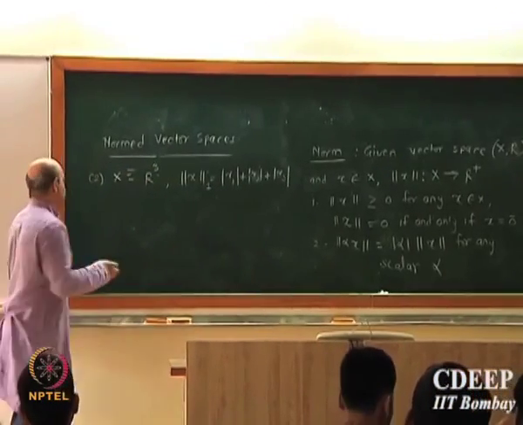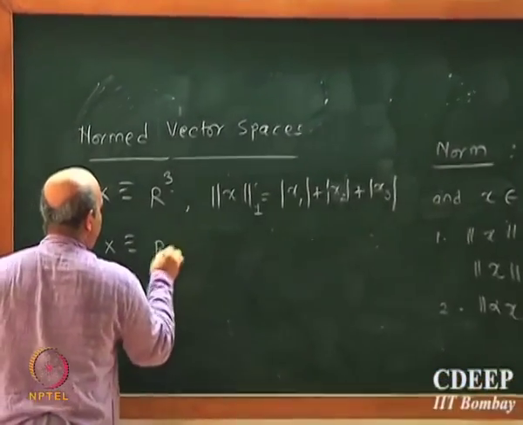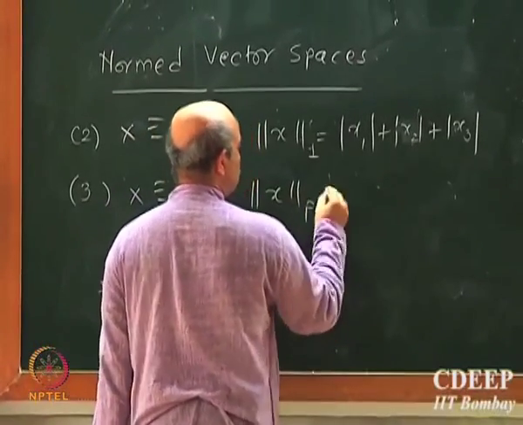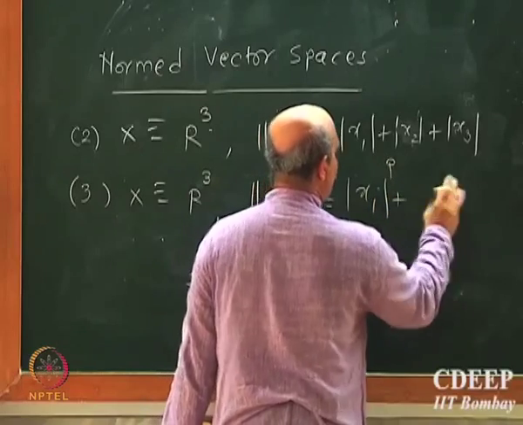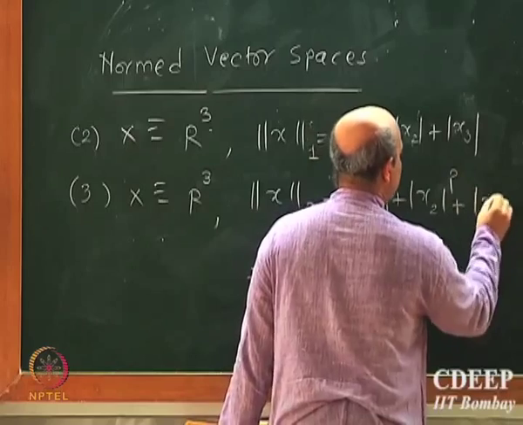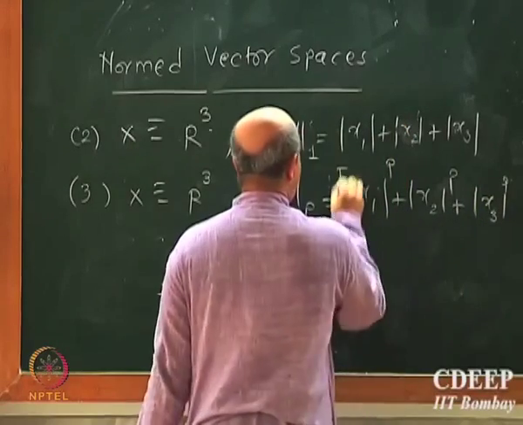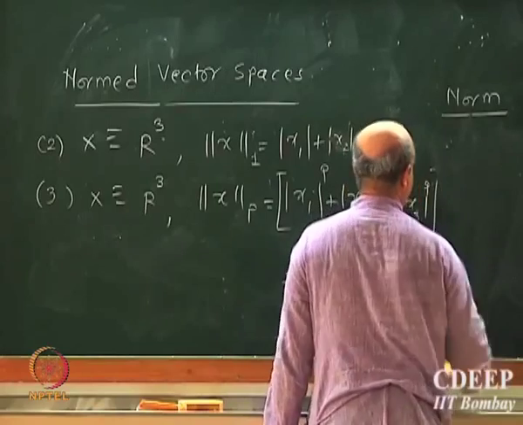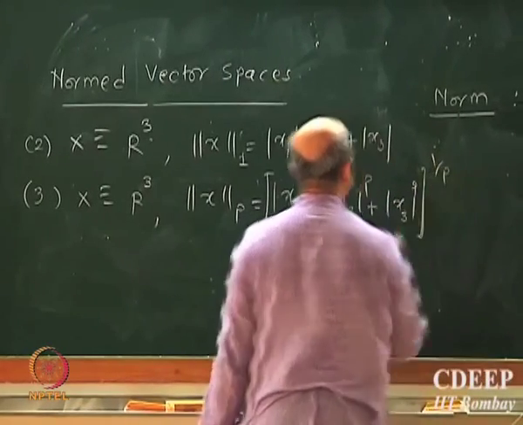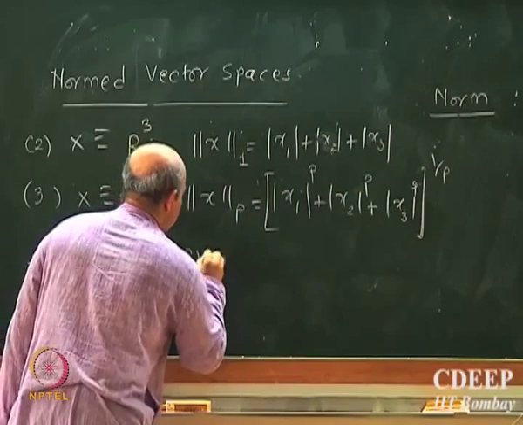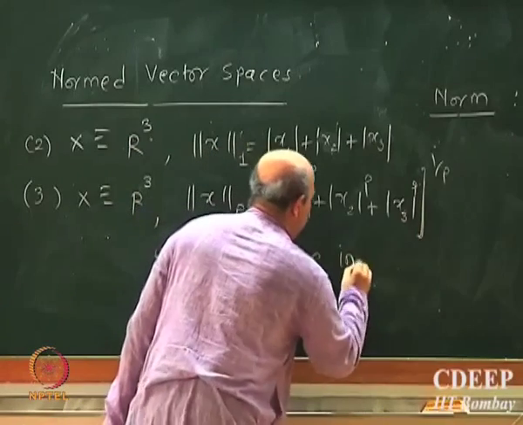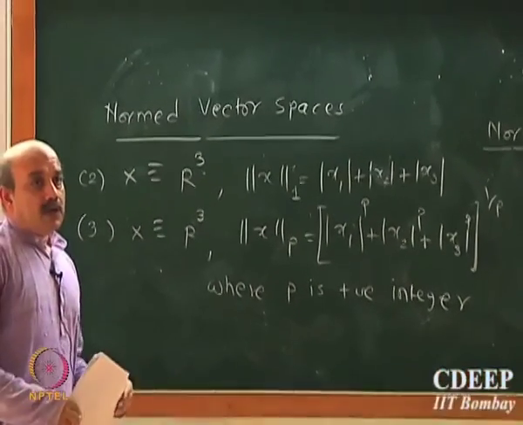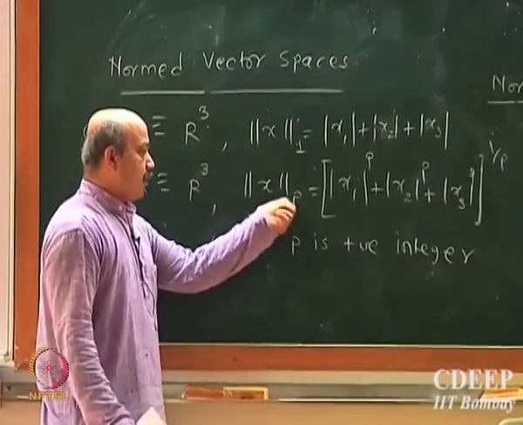So in general, I can show that if x is R3, I can define what is called a P norm: absolute of x1 to power p plus absolute of x2 to power p plus absolute of x3 to power p, whole raised to 1 by p, where p is a positive integer. This also forms a vector space with p norm defined on it. So this I am calling xp.